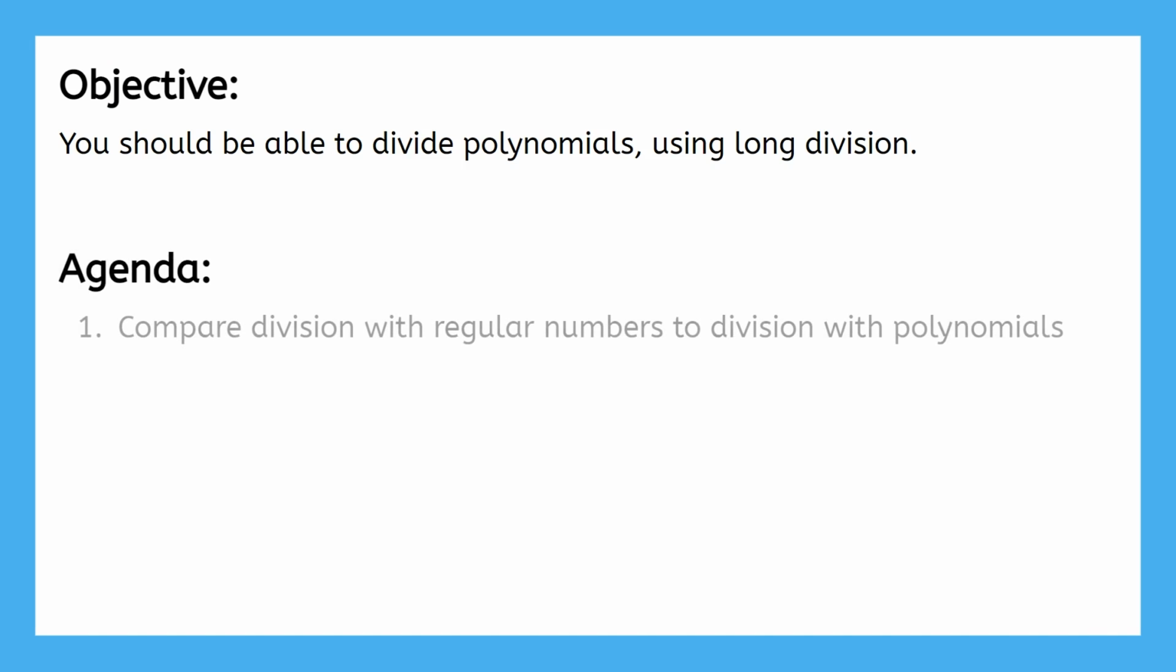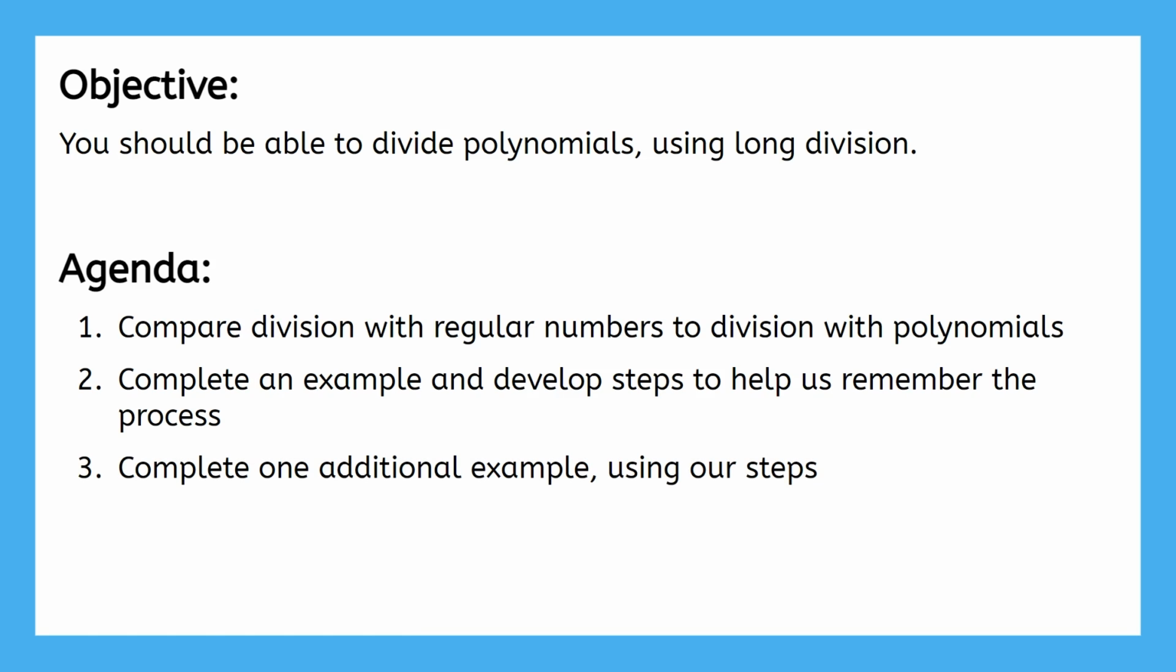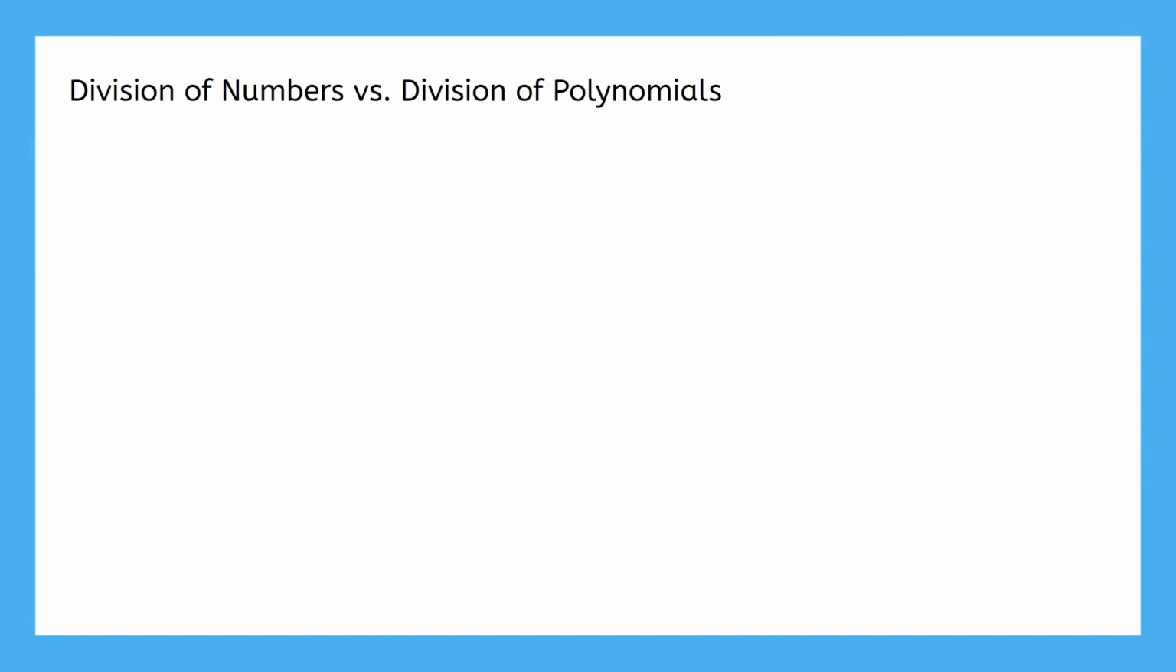First, we'll compare division with regular numbers to division with polynomials. Next, we'll complete an example and develop steps to help us remember the process. Then we'll complete one additional example using the steps we've created. Let's start today by talking about division with regular numbers versus with polynomials.